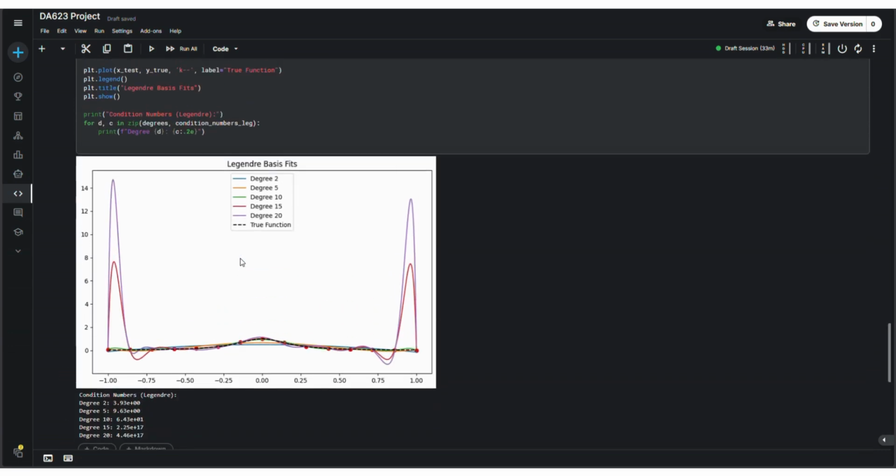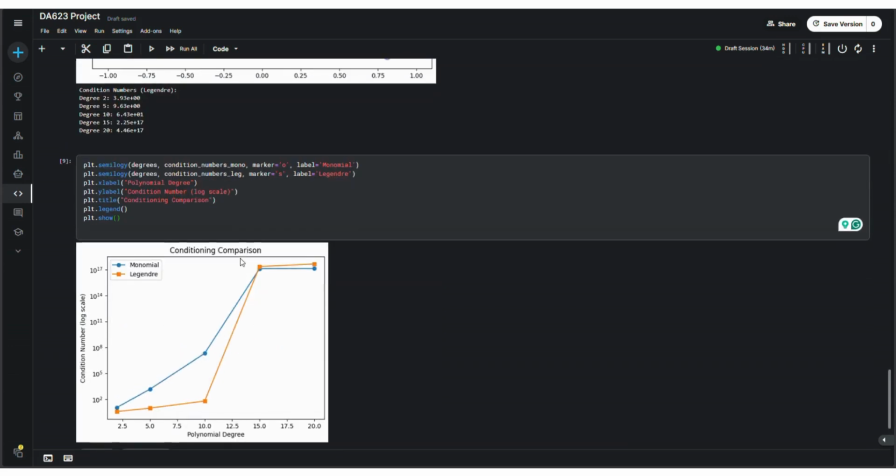Let's see this plot, where we increase the degree of the polynomial in the Legendre basis. We have repeated the same experiment as before with a different kind of basis. What you can see is that the oscillations near the boundaries are reduced. And the condition numbers are much smaller as compared to the monomial basis. So in short, the regression objective is identical, and the only change is the choice of the basis vectors.